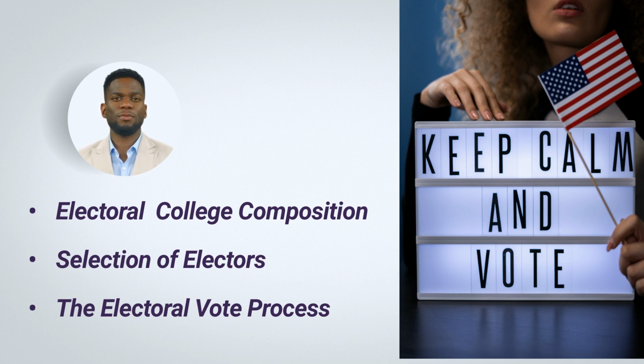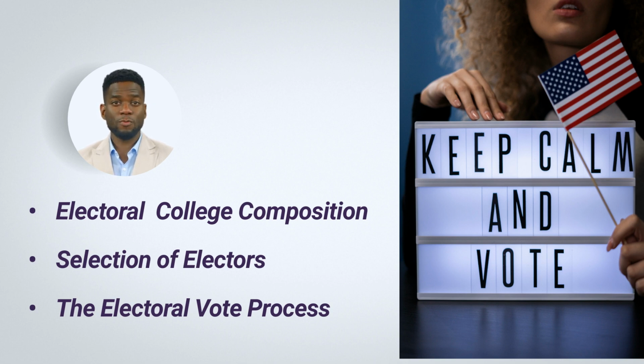Selection of electors. Electors are typically chosen by political parties within each state, often at state conventions or party meetings. These individuals are usually party loyalists, officials, or activists. While they are intended to represent the will of the voters, in some states, they are legally bound to vote according to the popular vote outcome, while in others, they hold more discretion.